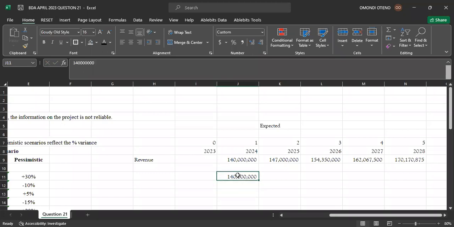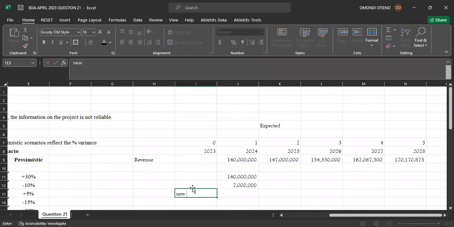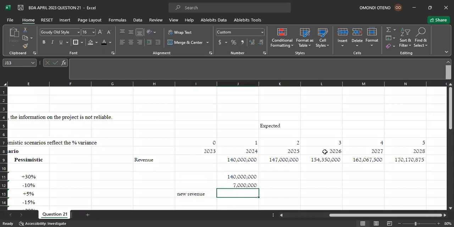So we have 140 million. It has been increased by 5%. And you've told me that 5% is 7 million. So if you are increasing 140 million by 5%, that is by 7 million. What will be your new revenue? Ezra, tell us something. 147. So the 147 that you are seeing is what we have here.